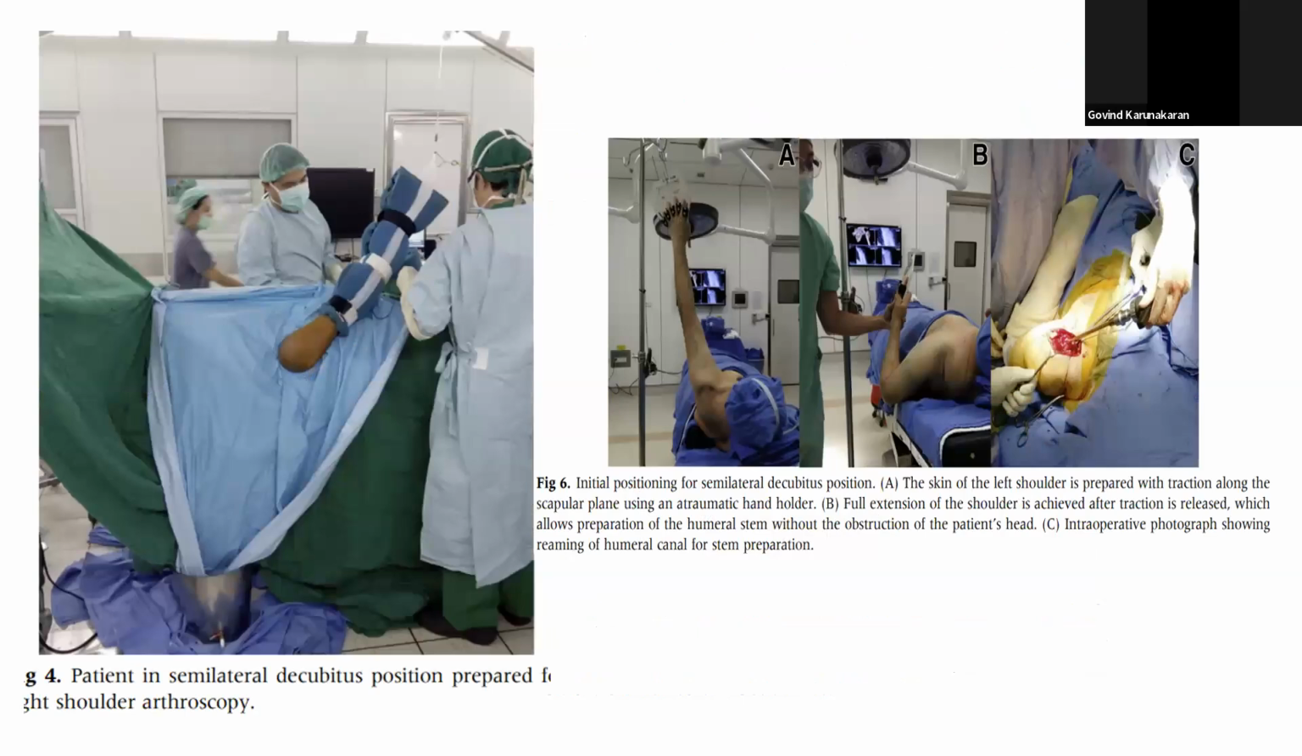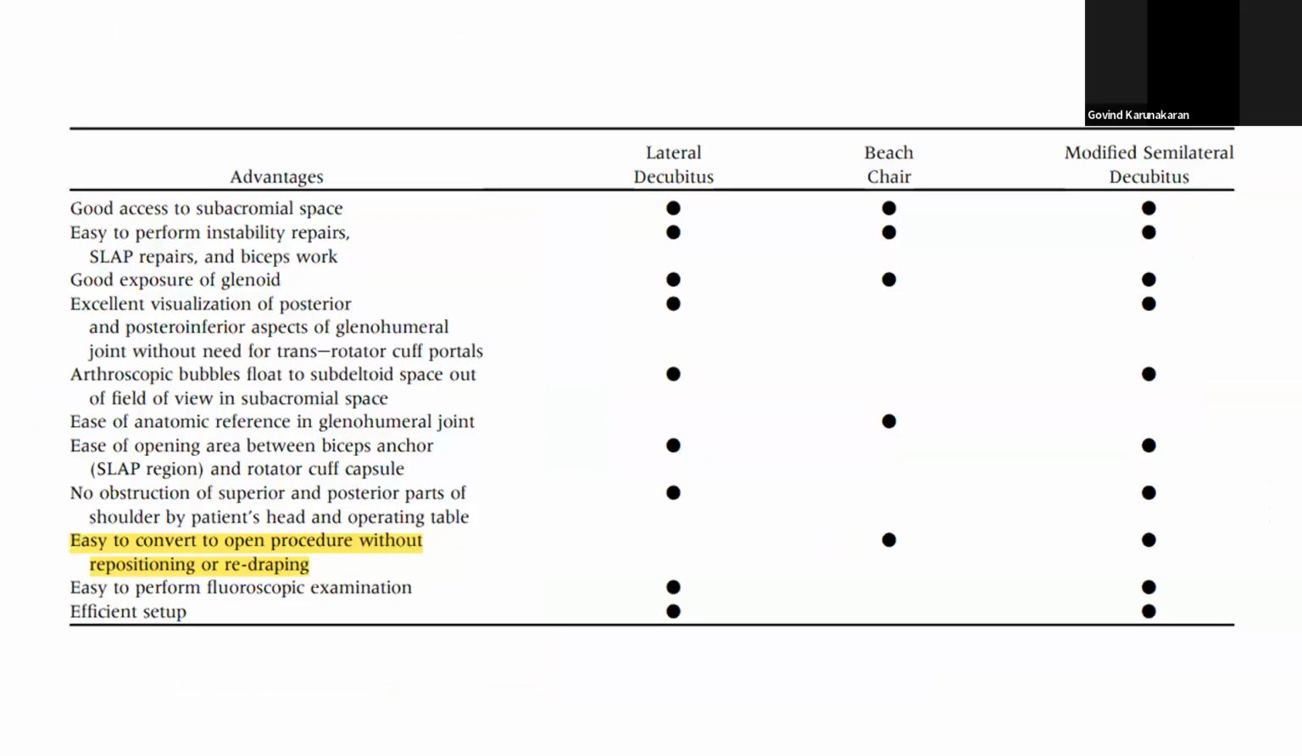And once we remove the traction and externally rotate the arm, the anterior aspect becomes easier for an open procedure. Again, the advantages given for this position, when compared to the lateral decubitus as well as the beach chair position, is the extra advantage of the easiness of converting to an open procedure, along with all the other advantages of the lateral decubitus position.